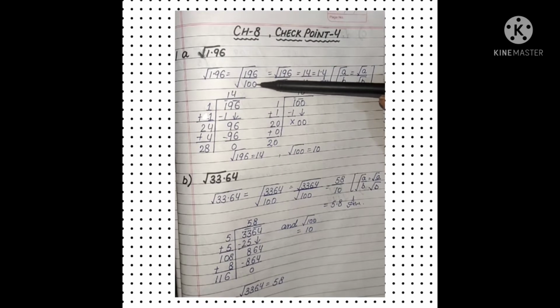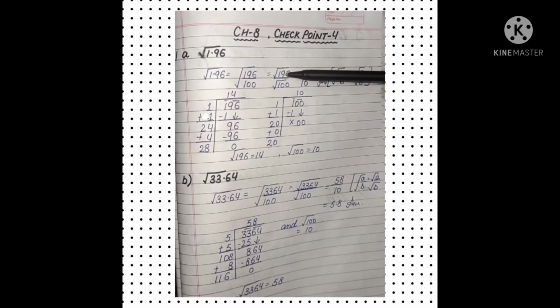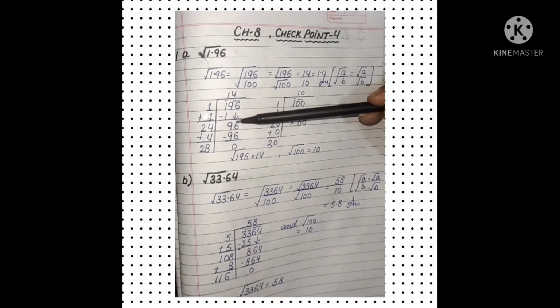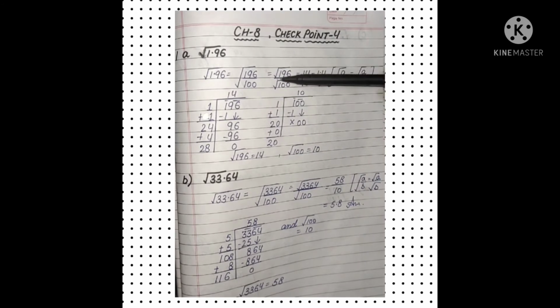Now, according to this law, if square root is being operated on a fraction, then this square root will be distributed in the numerator and also in the denominator and it will become under root a upon under root b. In this case, it will become under root 196 upon under root 100. By using long division method, we have calculated square root of 196, that is 14, and square root of 100 is 10. So under root 196 will be 14, under root 100 will be 10. 14 upon 10 means 1.4.